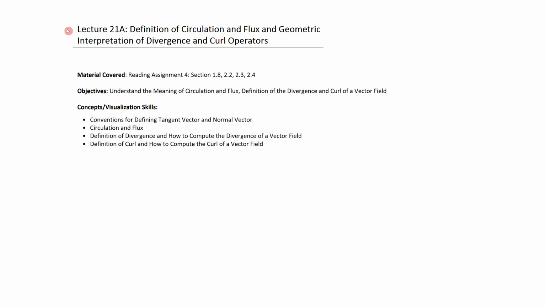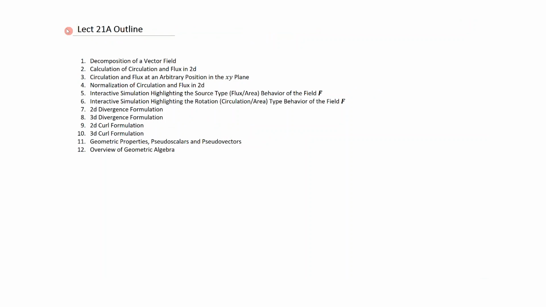The concepts and visualization skills, first of all, are conventions, specifically conventions for tangent vectors and normal vectors. Then the concept of circulation and flux, and then the definition of divergence and how to compute the divergence of a vector field, and finally the definition of a curl and how to compute the curl of a vector field. As usual, the second slide is just an outline of the slides to follow, so I leave it up to the reader to go through each of these items in turn, and we'll move on to the next slide.